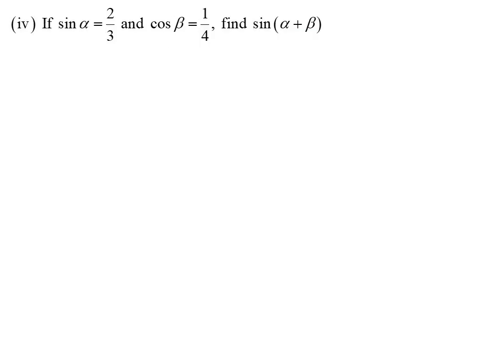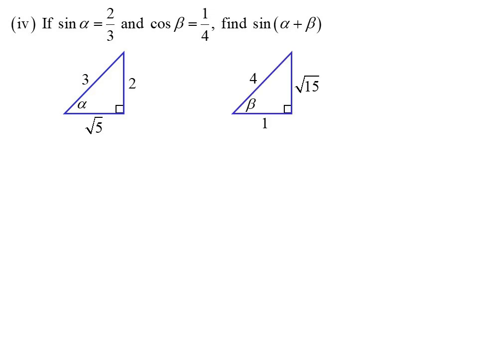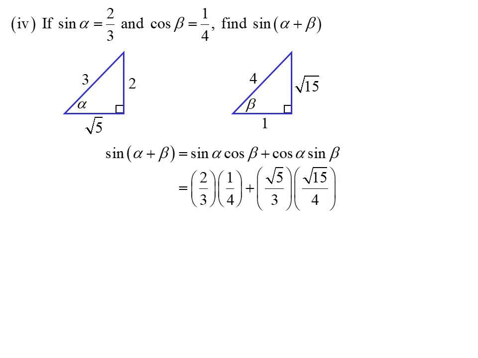If the sine of alpha is 2/3 and the cosine of beta is 1/4, what is the sine of alpha plus beta? Draw myself up a little triangle so I can get the other side, which is root 5, and now do the other triangle, because remember, alpha and beta are not necessarily in the same triangle, and in this case they definitely are not in the same triangle. I have one for alpha, one for beta. And then we just substitute in sine, cos, cos, sine. If it's a sine, it's a sine. Substitute in, got our answer.